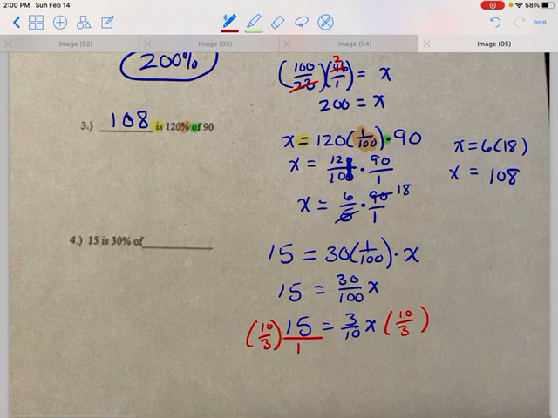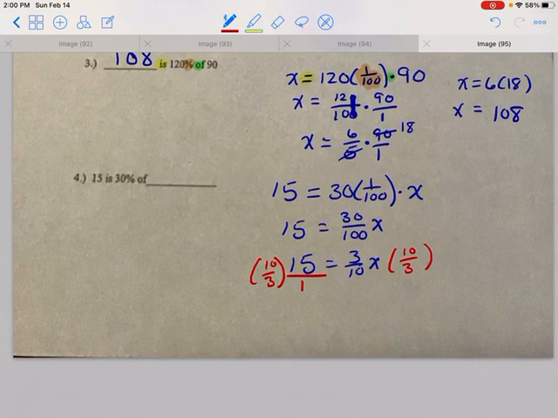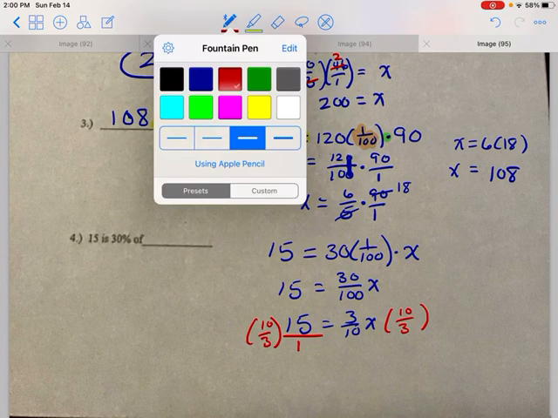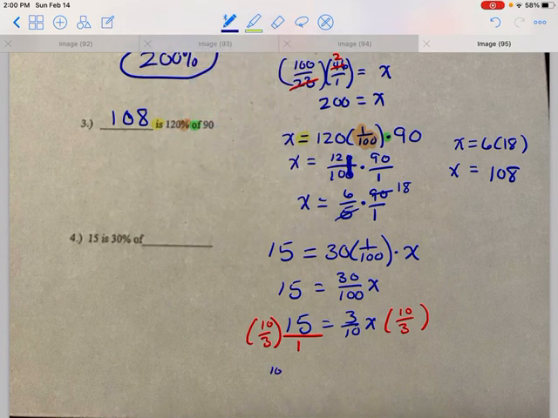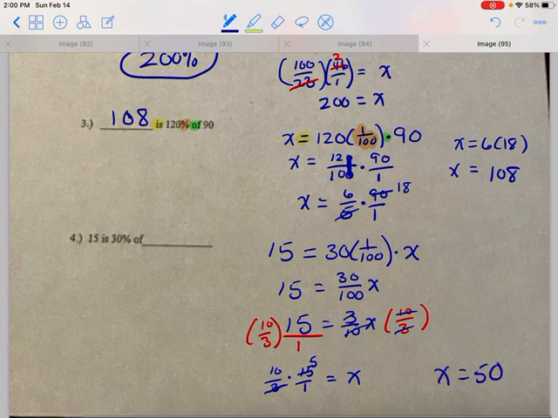If I do that, I want to think of 15 as 15 over 1. All right, so let me do a quick rewrite on that so it's not messy. I have 10 over 3 times 15 over 1. And over here, your 3's and 10's cancel, so you're left with X. 3 goes into 15 5 times, and I'm left with 10 times 5, which is 50. All right, so like I said, my least favorite method, but still a valid method for solving.